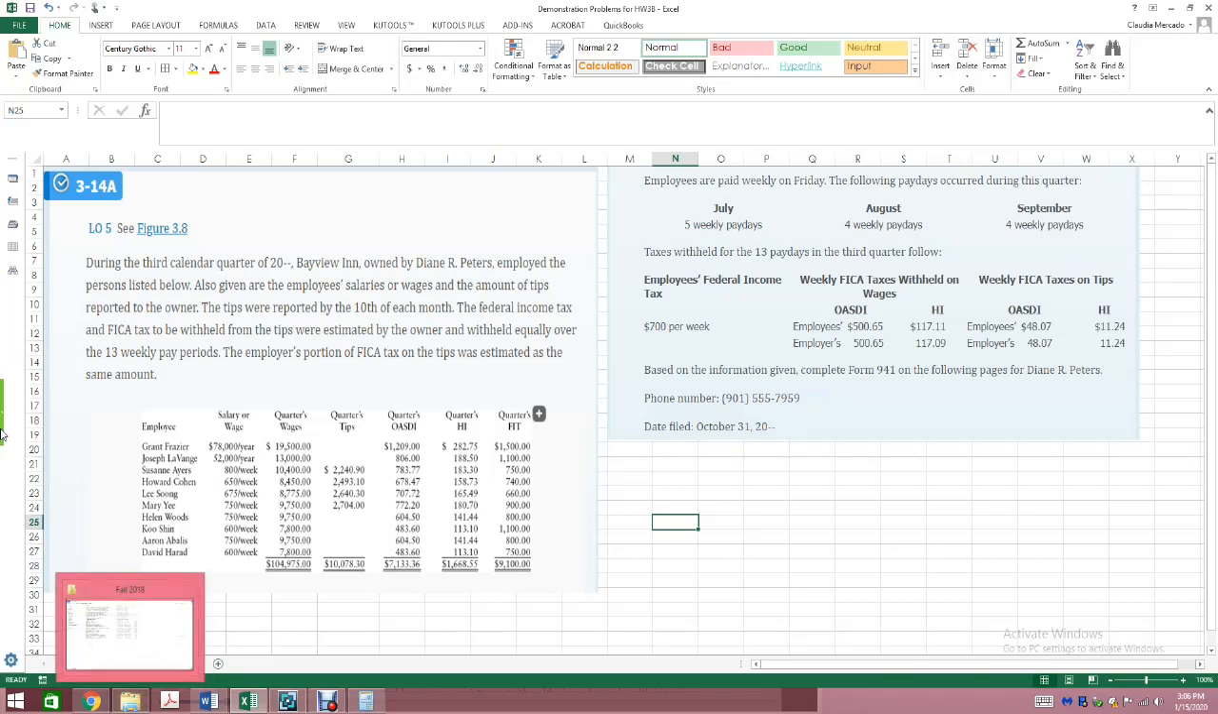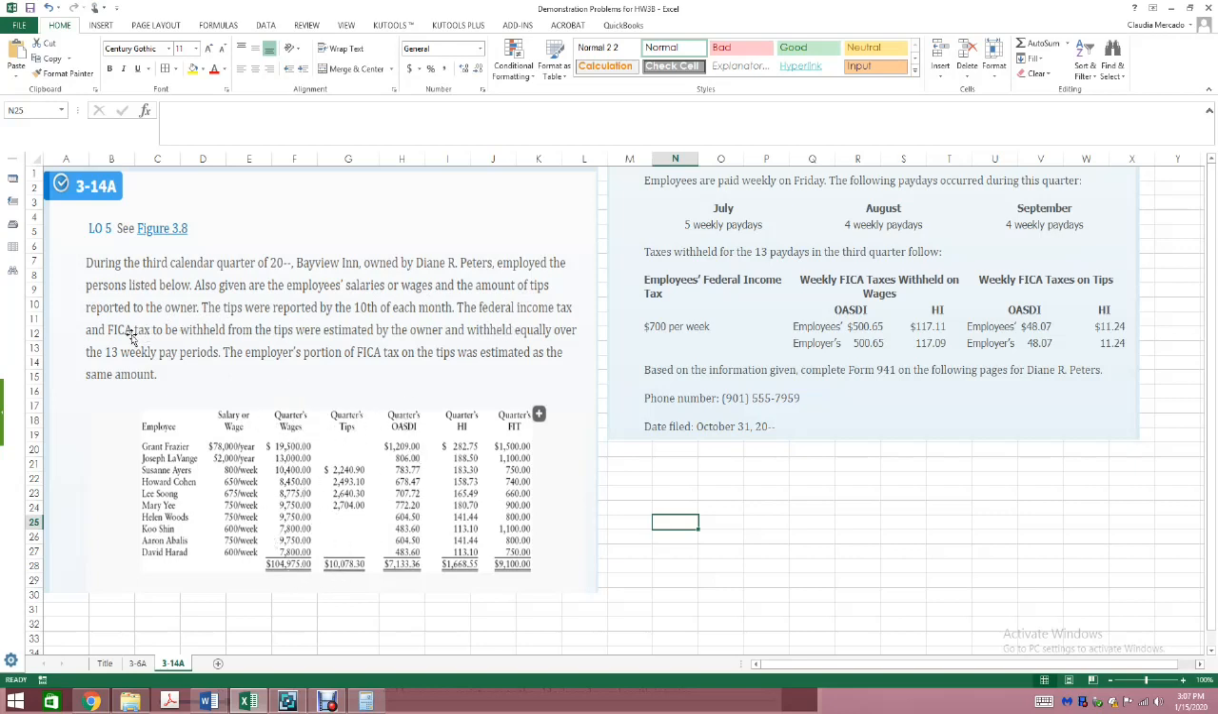So, it says, during the third calendar quarter, Bayview Inn, owned by Diane Peters, employed the persons listed below. Okay, these people right here. Also given are the employee's salaries or wages and the amount of tips reported to the owner. So these are the wages, okay? These are the tips, okay?